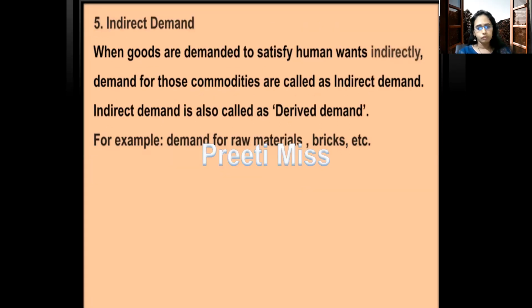Now we have finished with the types of demand. So go through the book, whatever they have written. I hope you understood. This is a very simple concept. This is a very simple question.